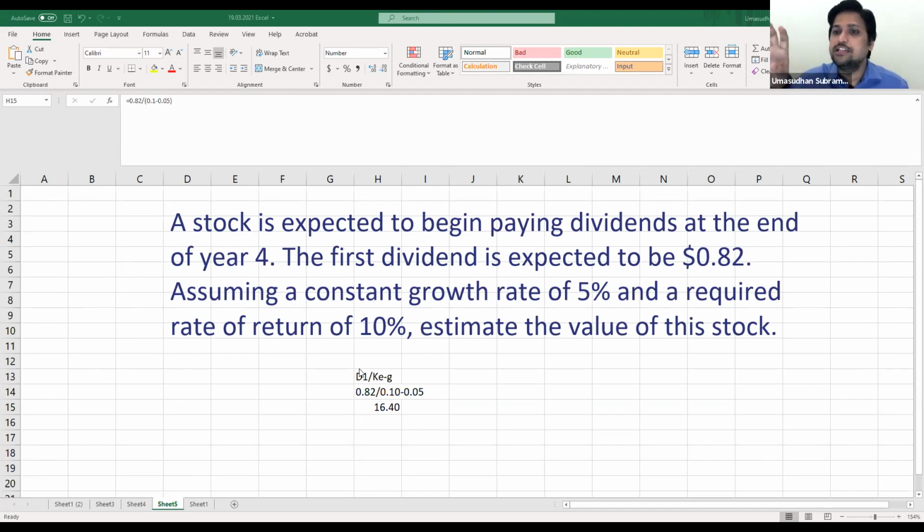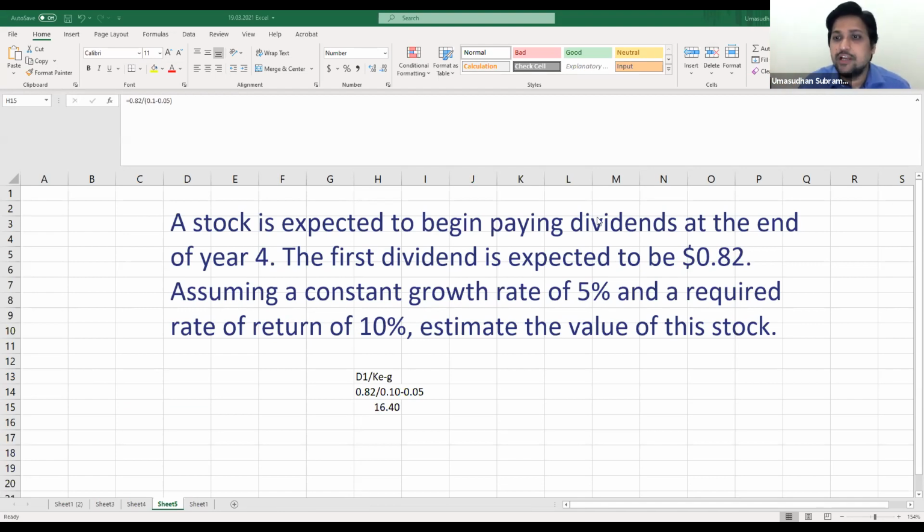So if you are using D1 in your formula, the value that you generate, is it P0 or P1? Are you going to get the price in the first year, or are you going to get the price today? What are you going to get? The price that you are going to get is today's. So if you are using the dividend as D1, the intrinsic value that you generate is today's. So D1 is D0.